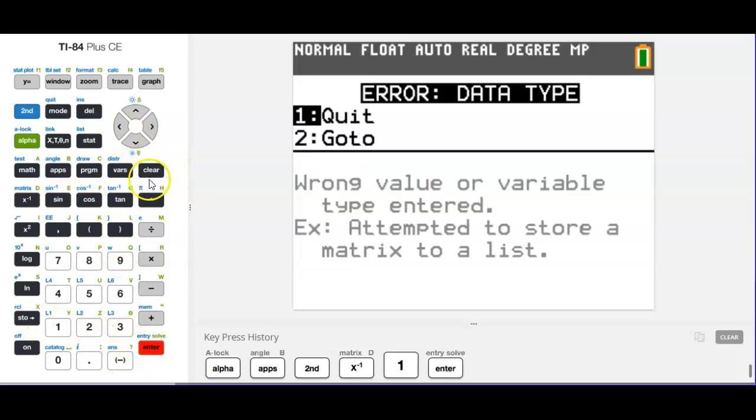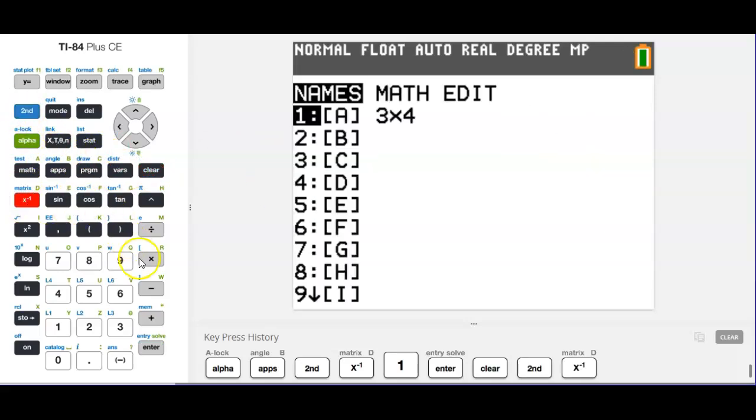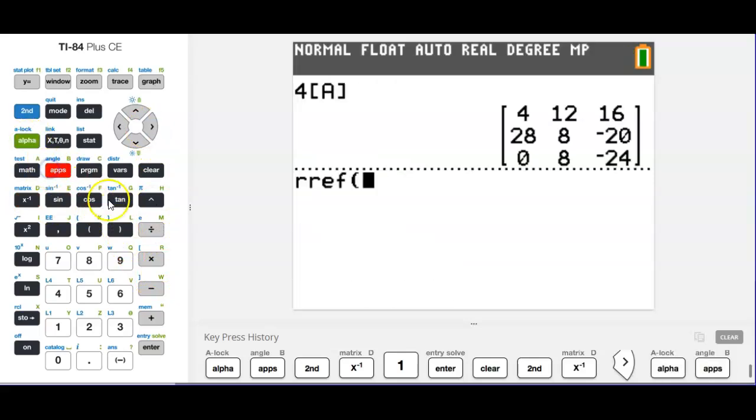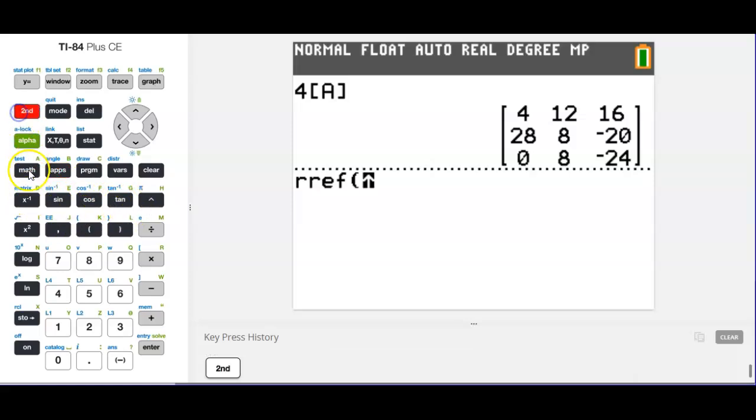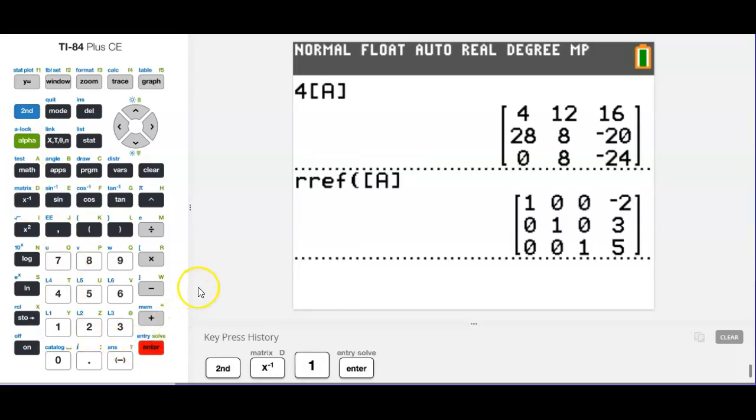Oops, you know what? I am going to go back to the main screen. So here I am at the main screen again. Go matrix menu and go over to math, hit alpha B. So now RREF is on the main screen. It has to be done from the main screen. So then one more time, matrix menu, matrix A, and it gives me the answer.